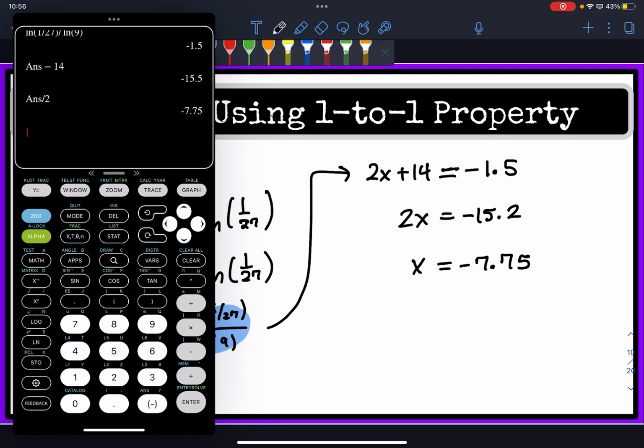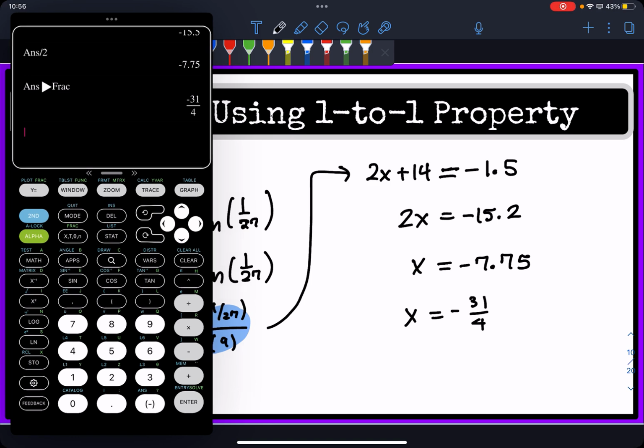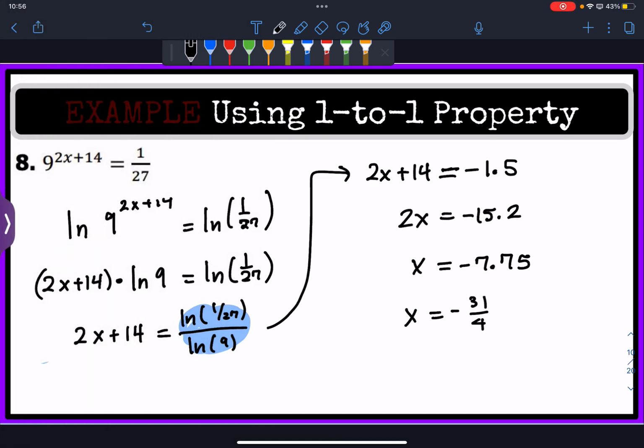And there you have it. That's the solution to our equation. Remember, the answer to this earlier was negative 31 over 4. So when I convert this into a fraction, I get the exact same value, negative 31 over 4. So you see, I end up with the same solution using this different technique and not using the one-to-one property.